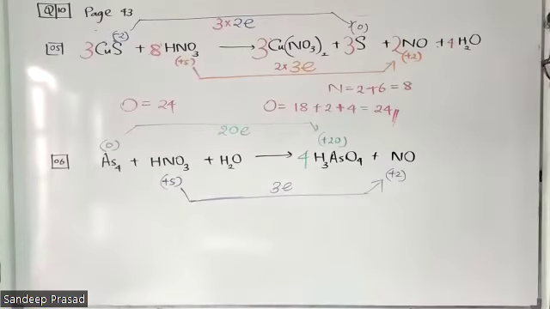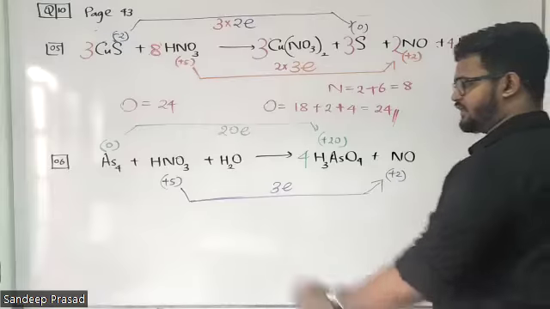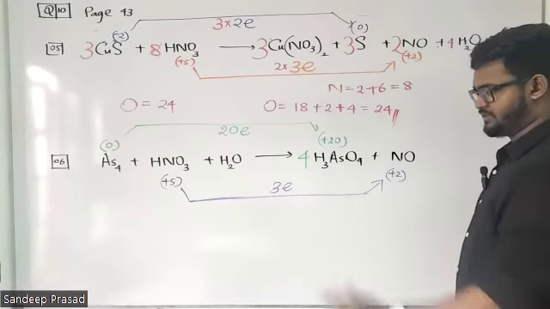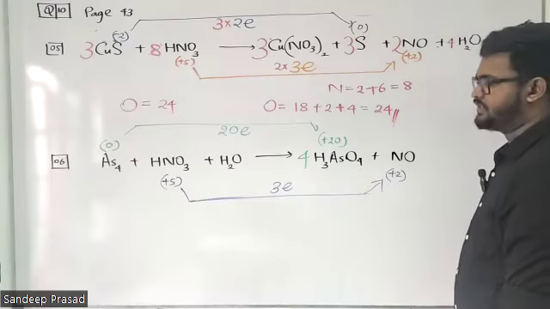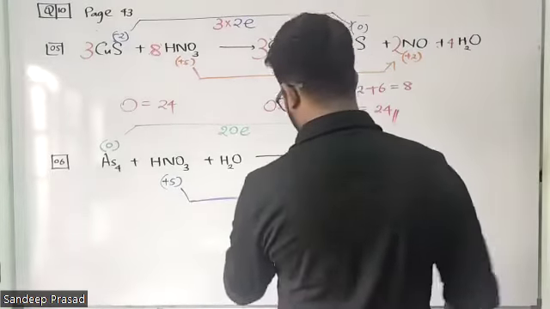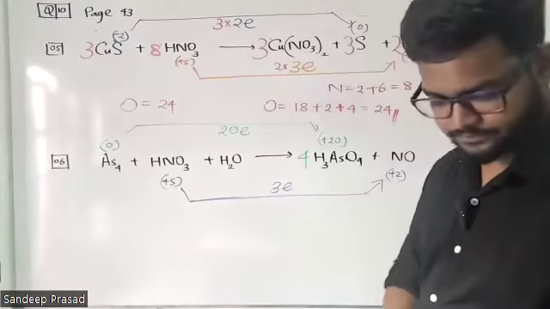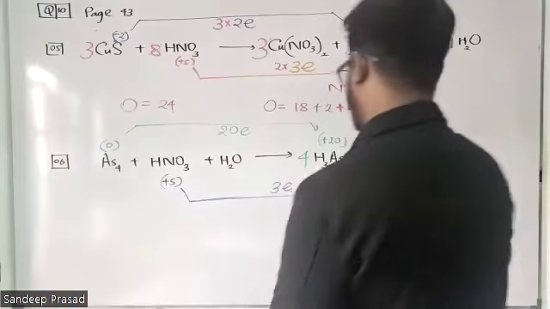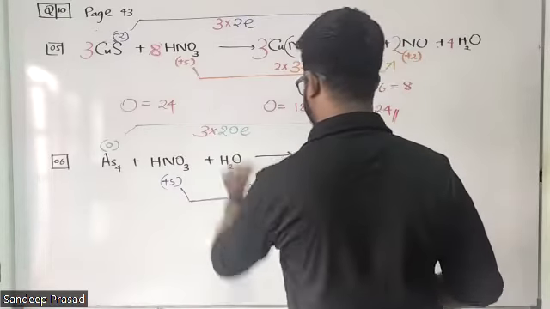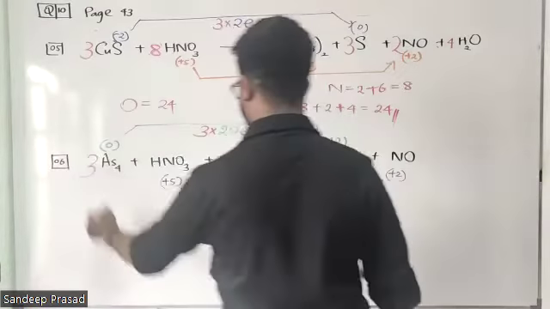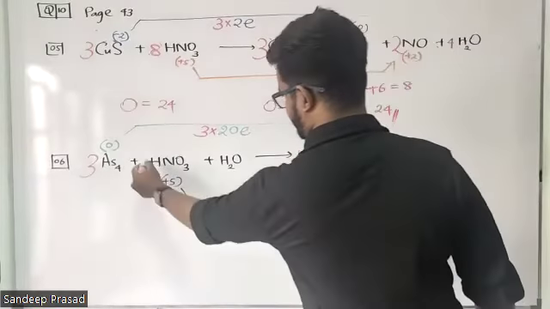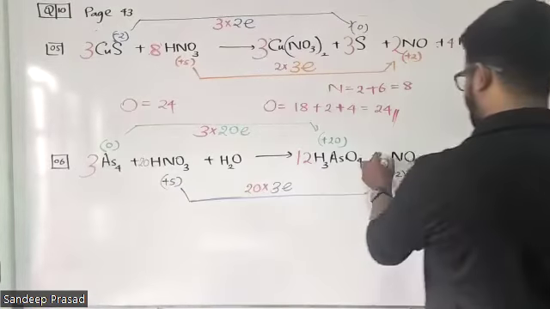Students, did you notice that here water molecules are added to the left hand side? I told you that normally water is added to the right hand side, but in some reactions water molecules are added to the left hand side also. Right, now we have to equalize increment and decrement. Let me multiply this one by 20, this one by 3. Let me put here 3. So here 12.